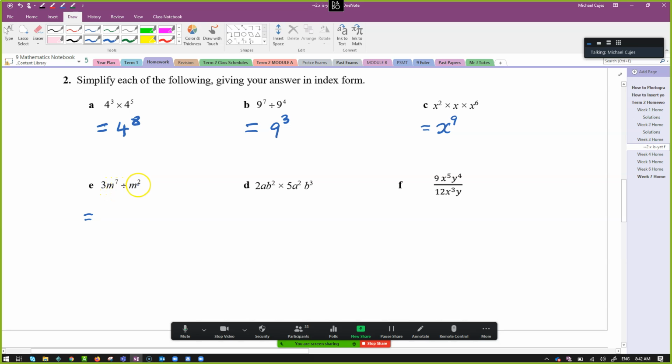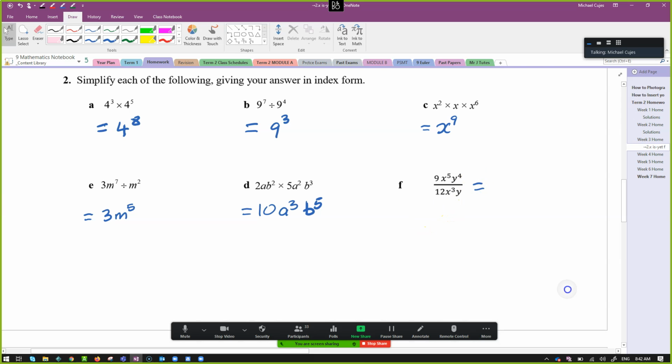3m to the power of 7 divided by m squared. Well, 3 divided by 1 is still 3. M to the power of 7 divided by m squared. Take the 2 m's away, and I'm left with m to the power of 5. Multiplication, numbers first. 2 5s are 10. A by a squared is a cubed. B squared by b cubed is b to the power of 5.